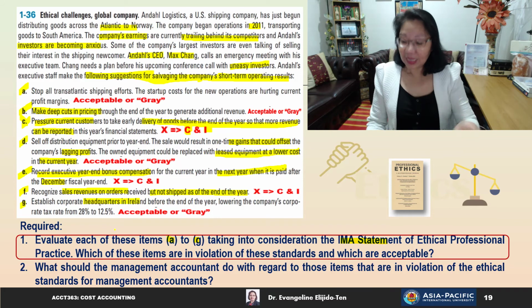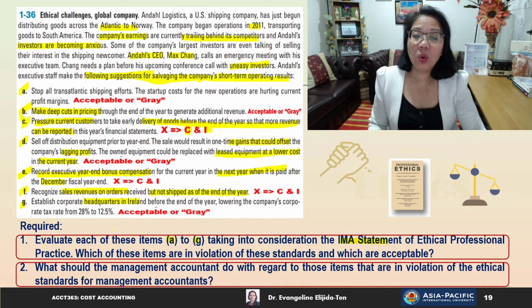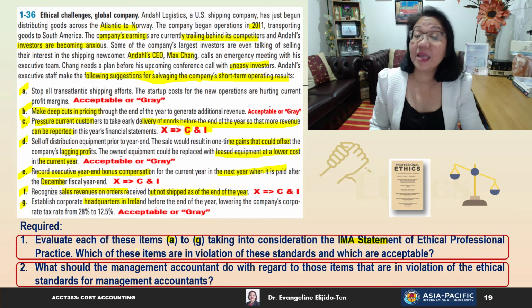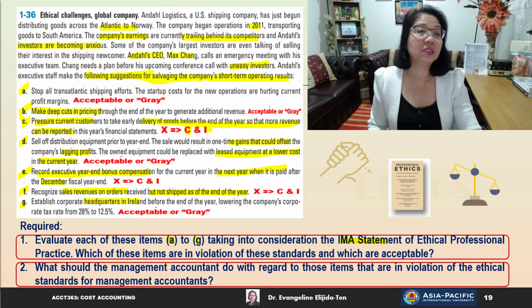All right, last requirement. What should the management accountant do with regard to those items that are in violation of the ethical standards for management accountants?